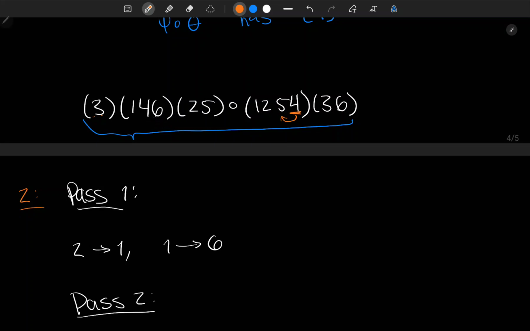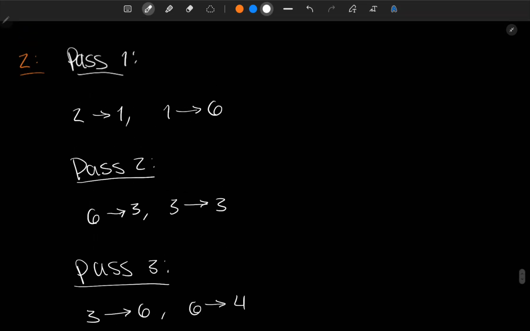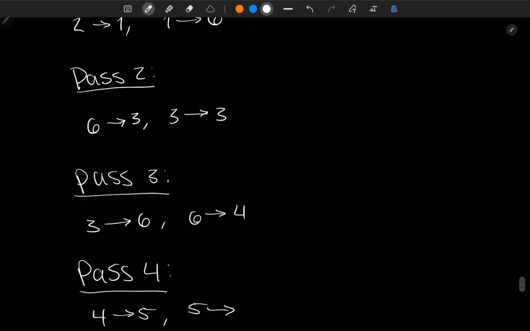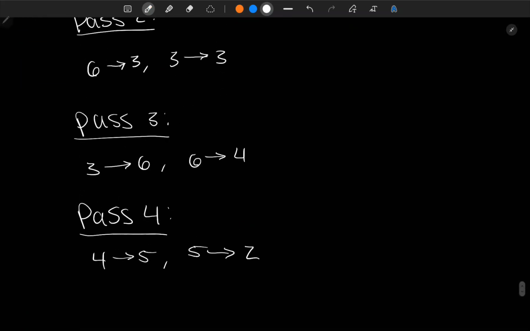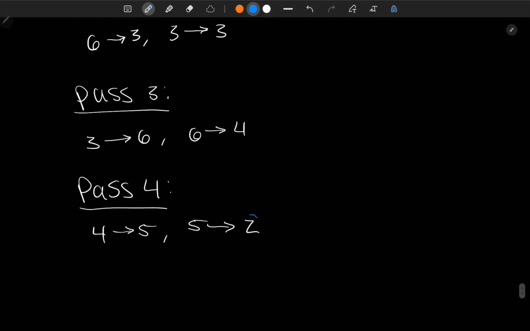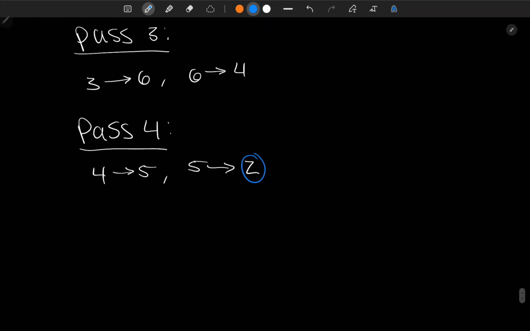4 gets mapped to 5. So we write 4 goes to 5. And then what does 5 go to? 5 here goes to 2. So we write 5 goes to 2. And we've ended on 2. So we check, does 2 equal the number we started with? Well, it does, because we started here with 2. So now the loop is closed.